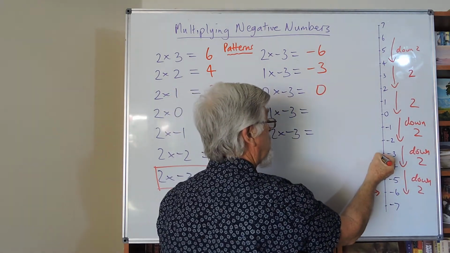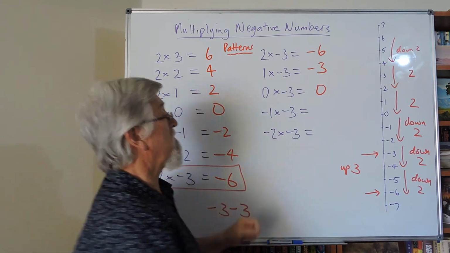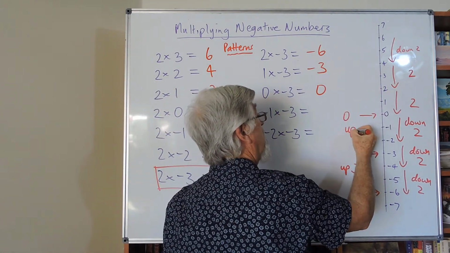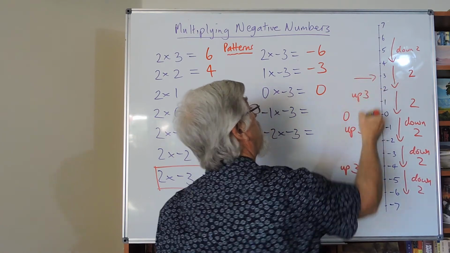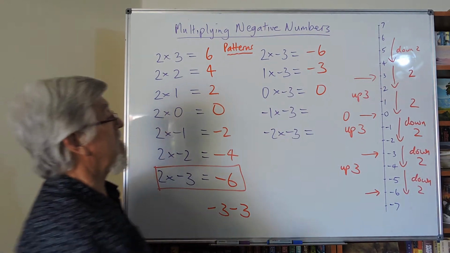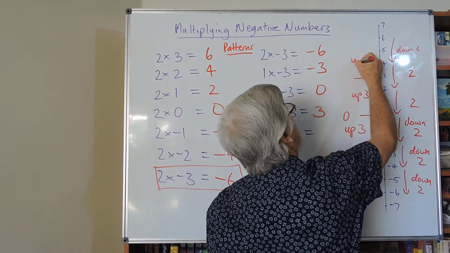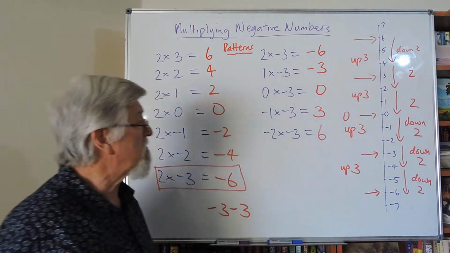Then we go to minus 3, which you can see is up 3. And then we go to 0, which again is up 3. So we're going to go up 3 again. So we're still going up 3, and we end up at 3. And if we go up another 3, we end up at 6. Let's have a look what's happening.